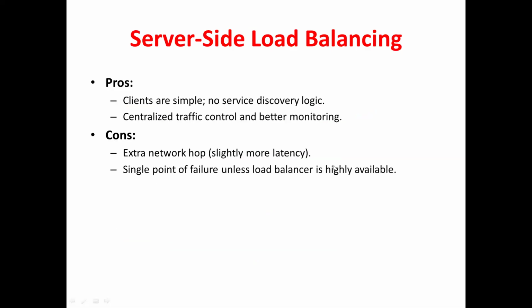Then what are the advantages and disadvantages? Clients are very simple, with no service discovery logic, because your request reaches the appropriate instance via the load balancer. There is no need to write any discovery logic here. You get centralized traffic control and better monitoring. Whether your request is reaching via the gateway or not, we can easily identify. The cons are another network hop, so there will be latency, and a single point of failure. If the load balancer itself is down, you cannot hit an API.